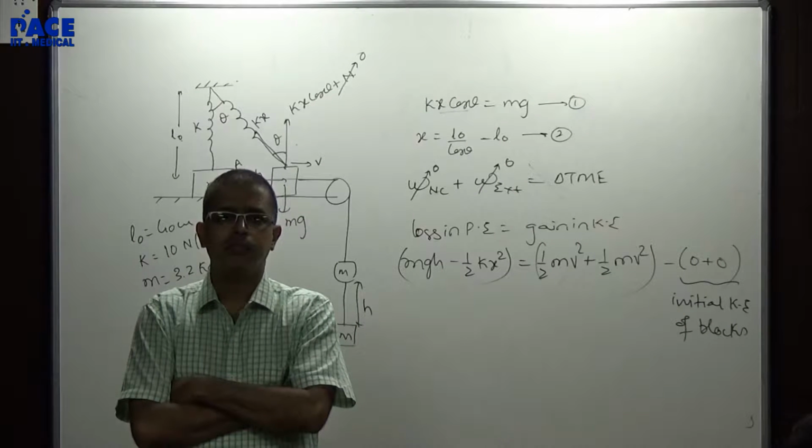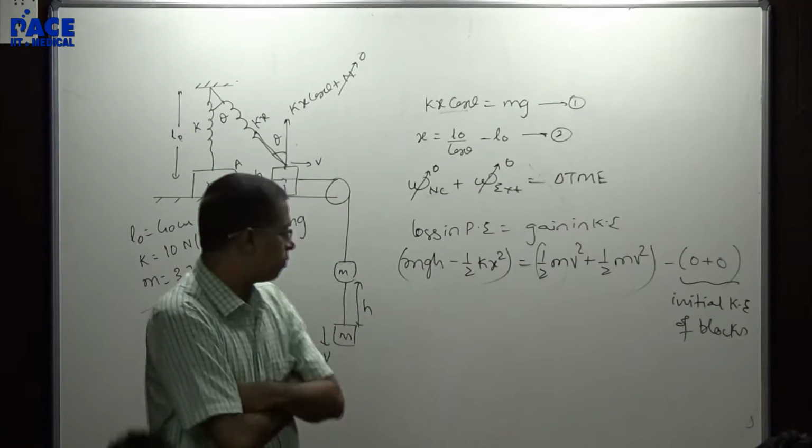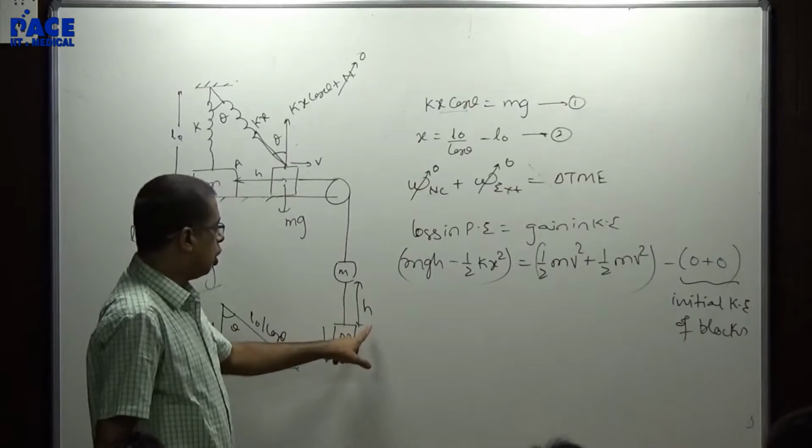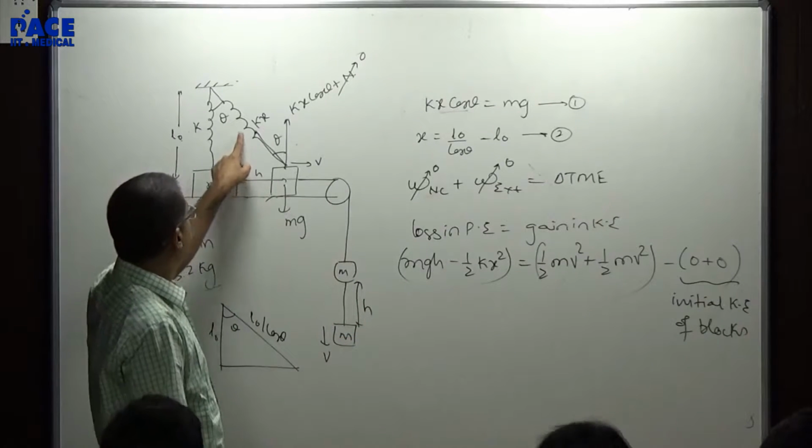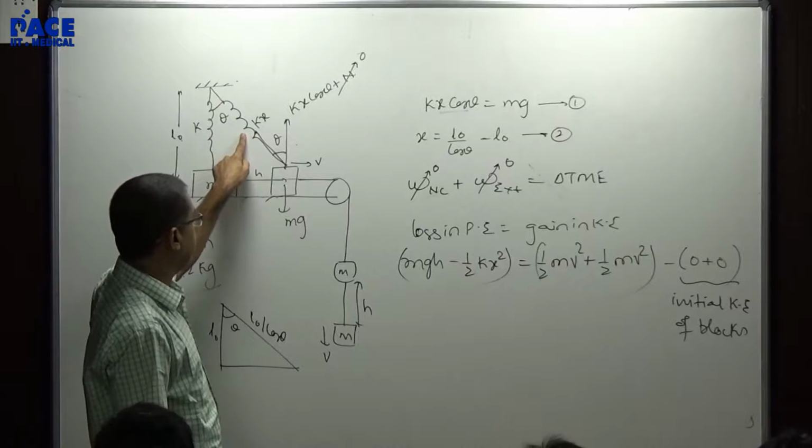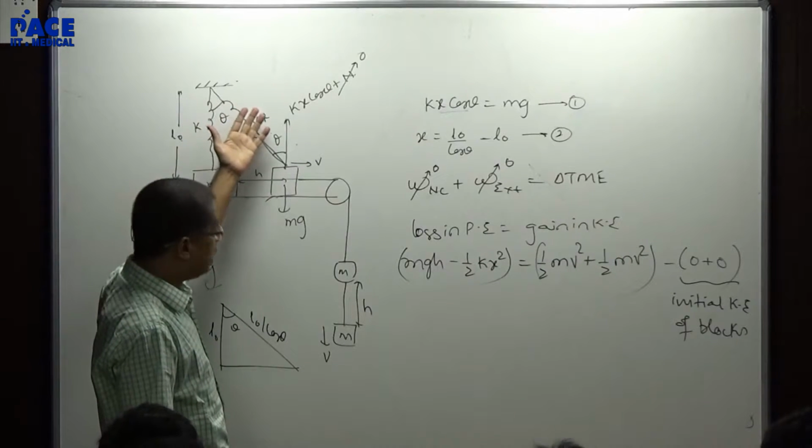Sir, could you please explain the loss in potential energy part? Write it down. So loss is mgh. The spring is stretched, so this is gain. Some potential energy has been gained.